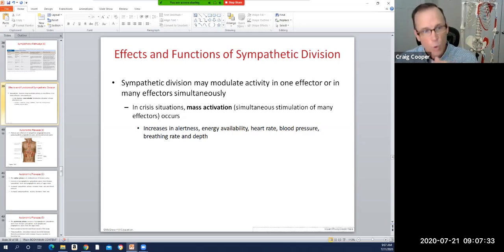Oftentimes we'll quit the rest and digest stuff. So things like our salivary glands, you'll get that cotton mouth kind of feeling sometimes when you're very anxious and nervous, because we're like, hey, don't worry about eating anything right now. We don't need to worry about making spit. We need to worry about making sweat. We need to worry about really identifying where the threat is. We need other things to be working a lot more than our salivary glands.